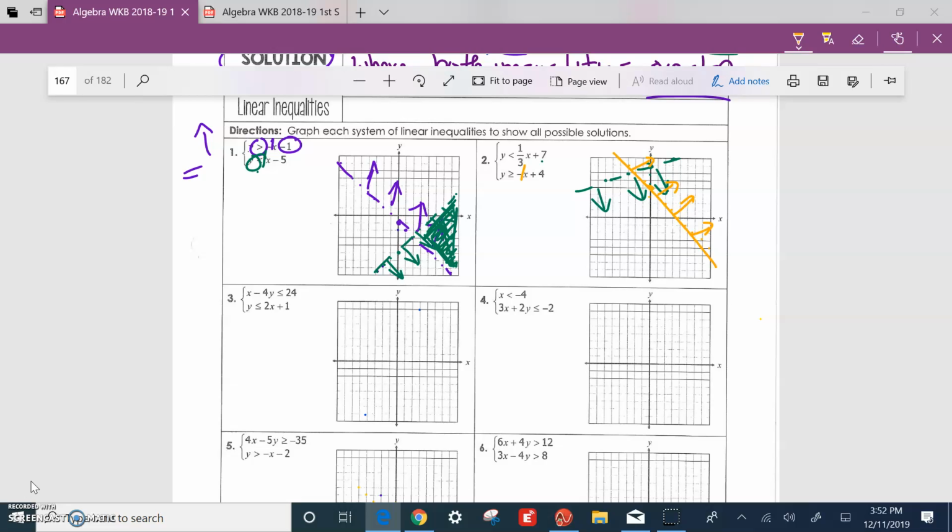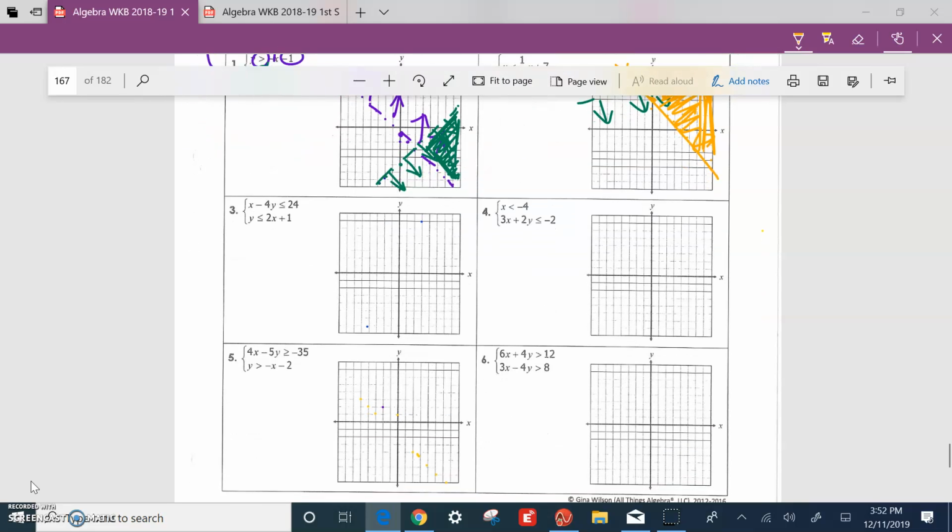Okay, where do they overlap? Where the arrows are going up and down right here. Right here is where they overlap. Make sure you don't do this little part right here because that is not below the green line. It has to be below the green and above the orange.